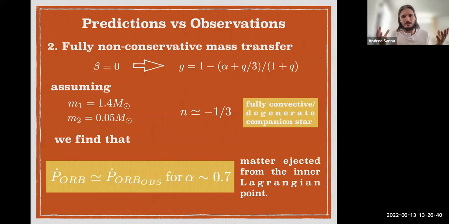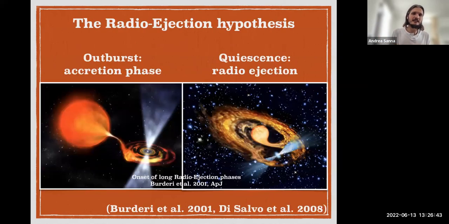This result seems a bit weird, but if you see it from a different perspective, it can be explained with what is called the radio ejection hypothesis. The idea is the following. You have outburst phases where matter is transferred from the companion, creates an accretion disk, matter gets closer, there is accretion on the surface, and so on. Now we know that outbursts will eventually stop, and we have ideas of instabilities that can empty the disk.